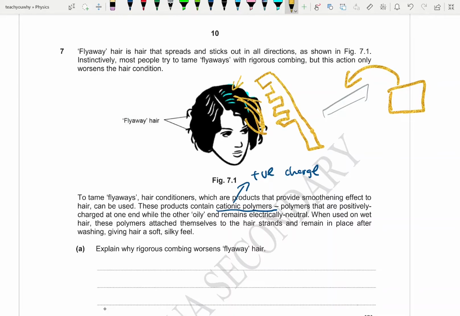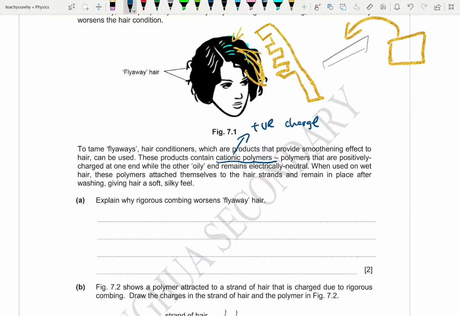Okay, we really wouldn't know. This question doesn't really need us to know, so we don't need to know the direction. We just need to know that there is a transfer of electrons in either direction, either from the hair to the comb or the comb to the hair, whatever. Okay, so explain why rigorous combing worsens flyaway hair.